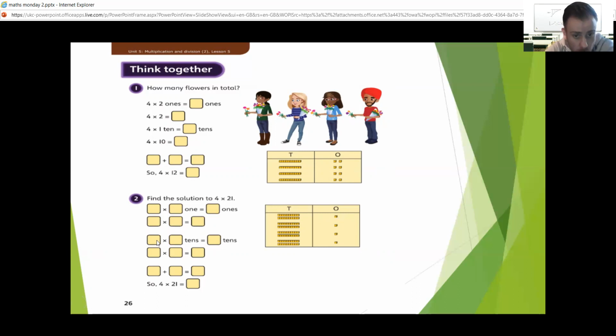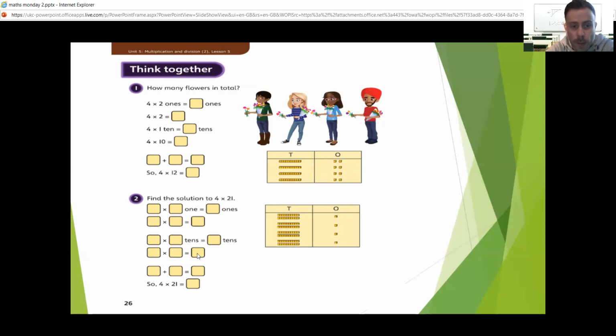Next up, we've got 4 again. 4 times how many tens? We've got 2 tens each time. So 4 times 2 tens equals 8 tens. If you count them, 1, 2, 3, 4, 5, 6, 7, 8. We've got 8 tens. So 4 times 20 equals 80.